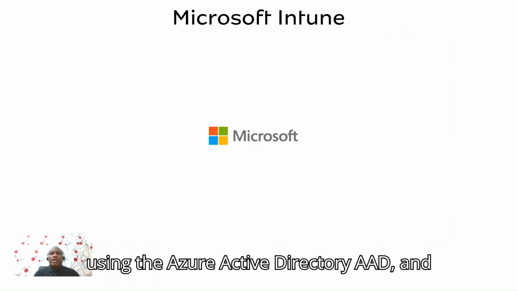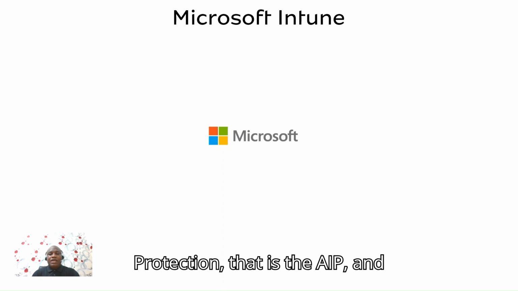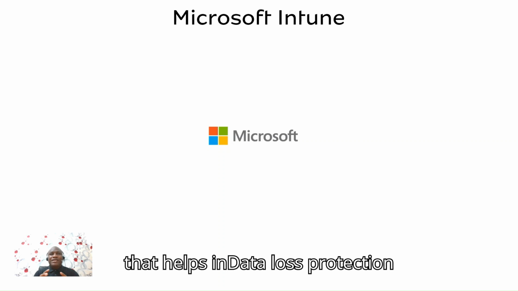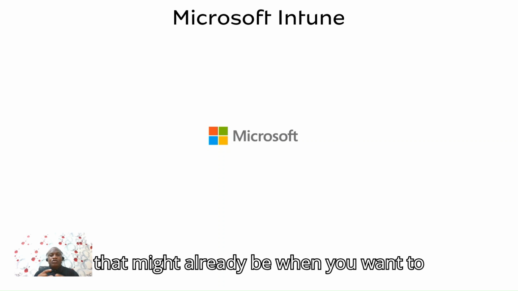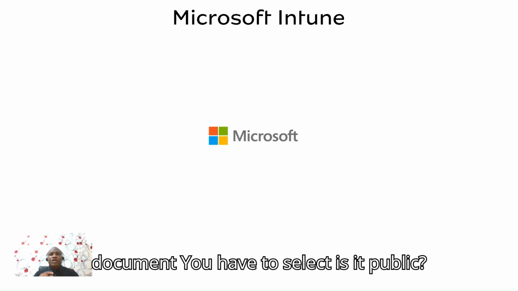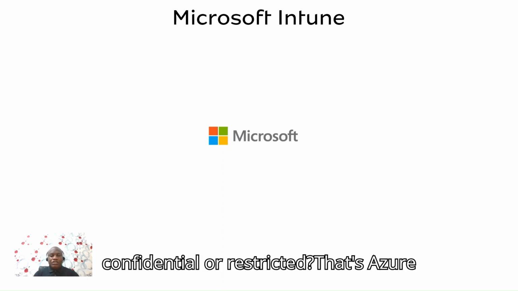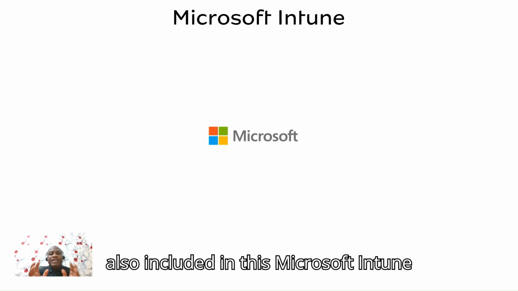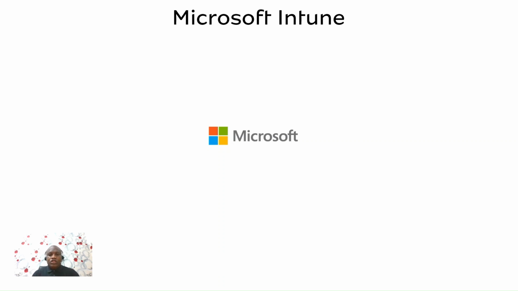Intune users have to also be in the cloud using the Azure Active Directory, AAD. And he talked about the Azure Information Protection, that is the AIP. And this is also a security feature that helps in data loss protection. So when you want to send an email or save a Word document, you have to select, is it public, is it private, is it internal, is it confidential or restricted? That's Azure Information Protection. So this is also included in this Microsoft Intune package. So it's worth giving a thought.